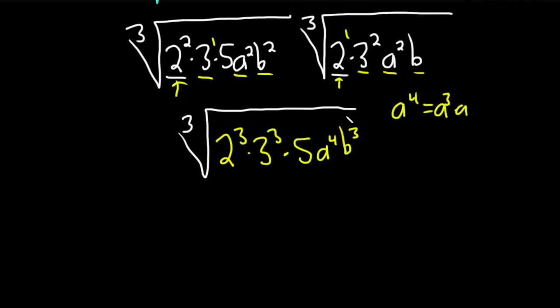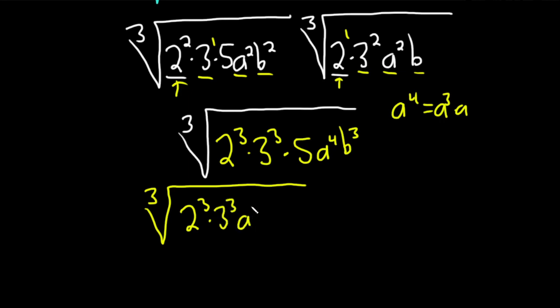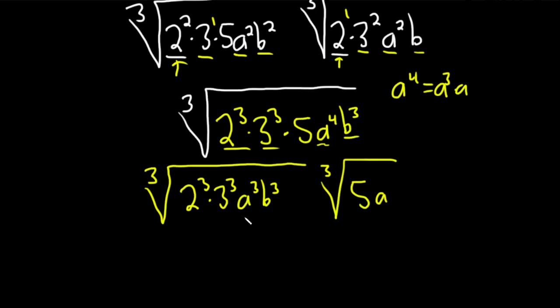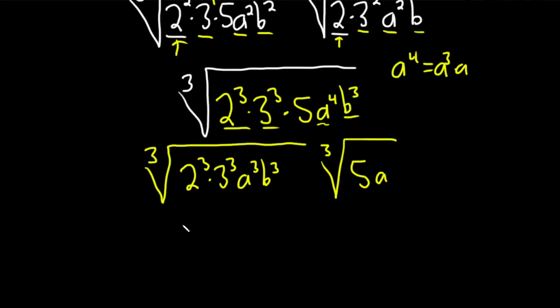So let's go ahead and do that and write all the cube terms together. So cube root. We have 2 cubed, 3 cubed, a cubed, b cubed, right? So boom, boom, boom, and we took an a cubed from this one. That leaves us with simply 5a, right? Because a to the 1st times a cubed is a to the 4th. And then if you want to show the next step, what you can do now is basically write all of this to the 3rd power.